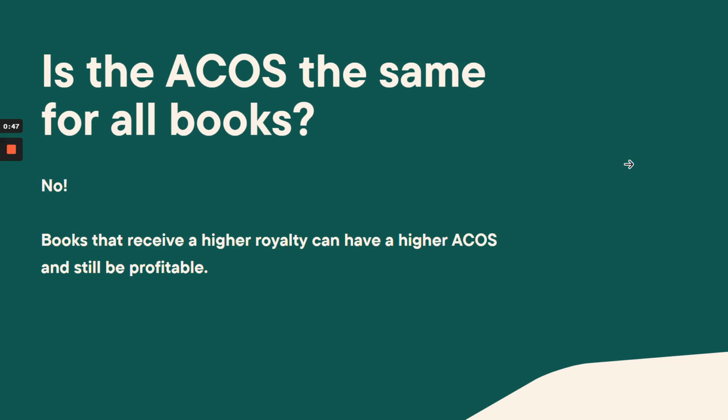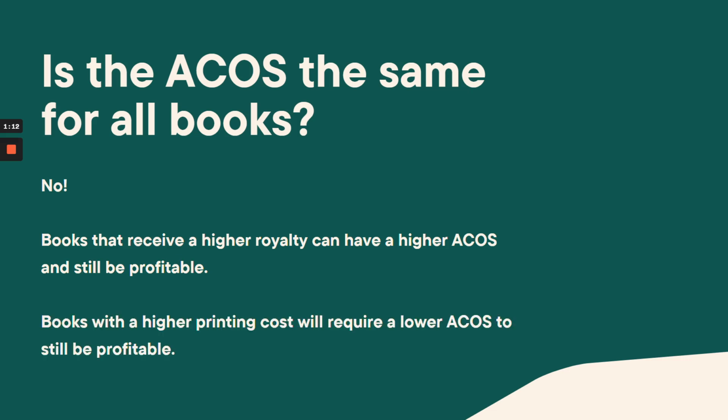So books that receive a higher royalty can have a higher ACOS and still be profitable. Of course, if you receive more money for your book, you're able to spend more on your advertising. And this means that our ACOS can start to tend a little bit higher, and vice versa. If our books receive less royalties, then our ACOS is going to have to be a lot lower for them to be profitable. And this is why we really want to aim for higher royalties on our books, because this allows us to have a lot more freedom with our advertising campaigns and to have a higher ACOS.